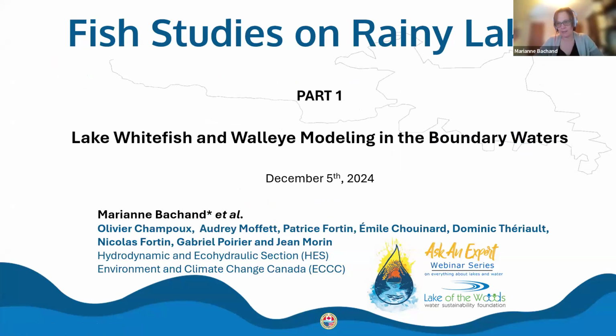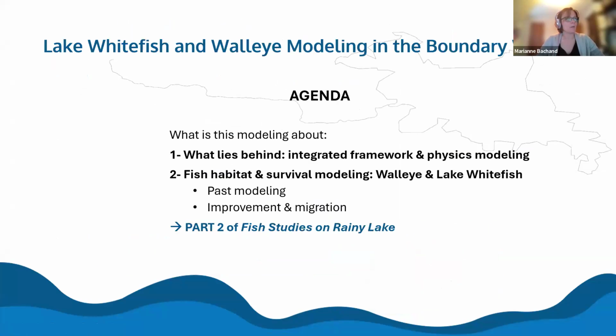So today, like I said, we're going to talk about 2 models that were developed during the 2000 rule curve study. More than that was developed, but today we're going to focus on walleye and lake whitefish, because working in collaboration with Ben and Andrew, we now have the possibility to validate and improve that work. So today I'm going to try to explain briefly the modeling we have done 10 years ago.